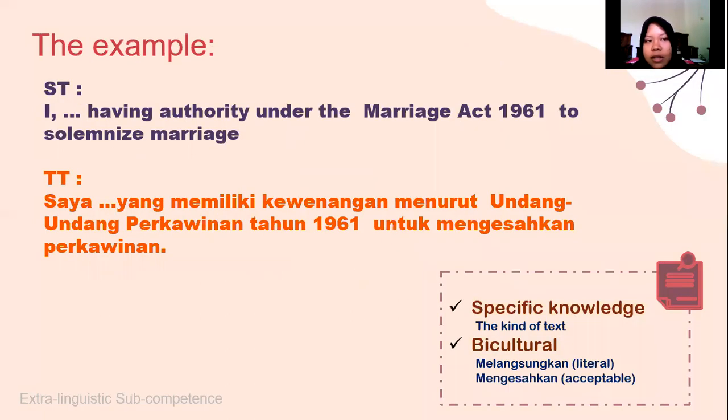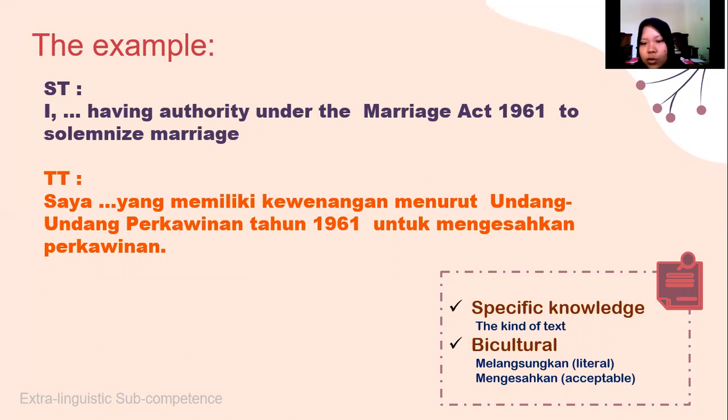The example, in a source text, it is written: I blah blah blah having authority under the Marriage Act 1961 to solemnize marriage, and it would be translated in Indonesian with: saya bla bla bla yang memiliki kewenangan menurut Undang-Undang Perkawinan tahun 1961 untuk mengesahkan perkawinan. This example contains 2 knowledge. The first one is specific knowledge, and then the second one is bicultural knowledge.